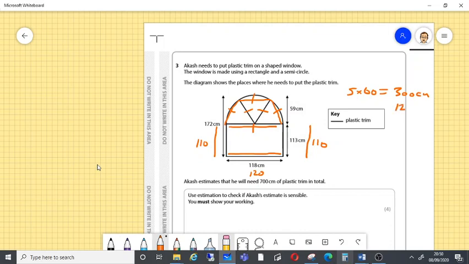120 just below the triangles, 120 for the bottom of the window, and then two sides at 110 equals 220. So let's add those up. 300, 420, 540, 740, 760. So yeah, I think he estimates he will need at least 700. 760 is a sensible estimate. That's my estimate there. And it is over 700, so he's right. Yeah, he will need at least 700.